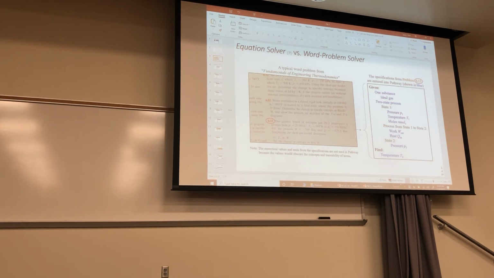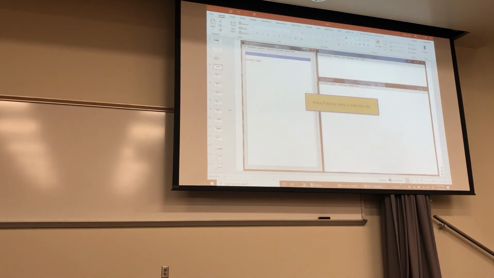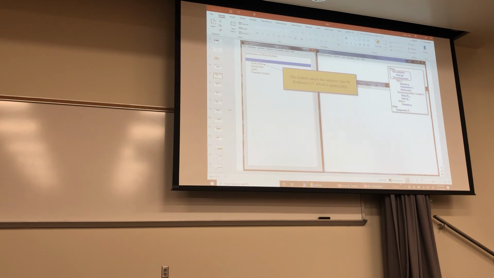So this is what happens if you use Pathway right now. The whole program is in MATLAB, but I can put it online if I compile it, and that's easy to do. That's not a problem. So first you put in your analysis type. In this case, it's quasi-static, because that's what the problem is. Here's the specifications right here.